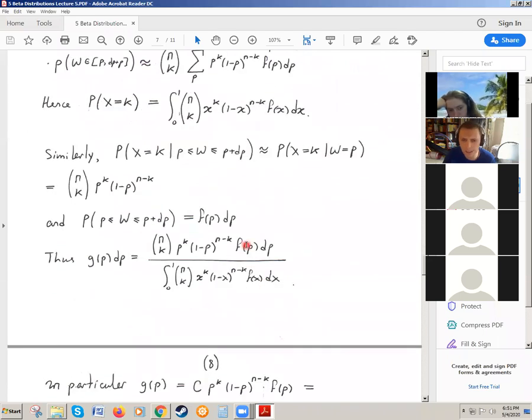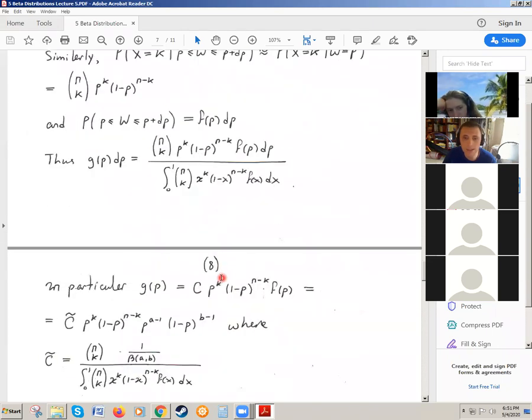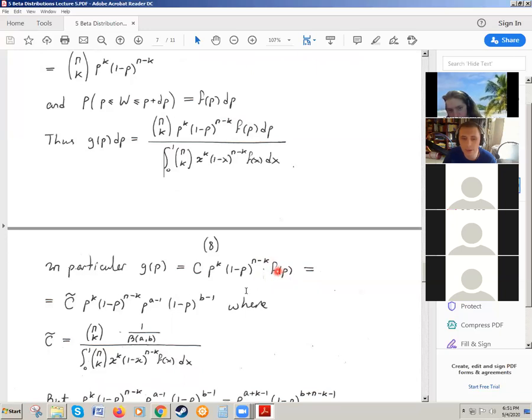And then you look at it, all of it looks very complicated, but I can cancel all the dp because my goal is to get to gp. I cancel the dp, and I look at the numbers here, and I see this is a constant, and this is a constant. So really, GP looks like a constant times p to the k, 1 minus p to the n minus k, f of p. And when I expand f of p, I might have another constant, but essentially I have the original distribution, or the original density. It's p to the a minus 1, 1 minus p to the b minus 1. You see this?